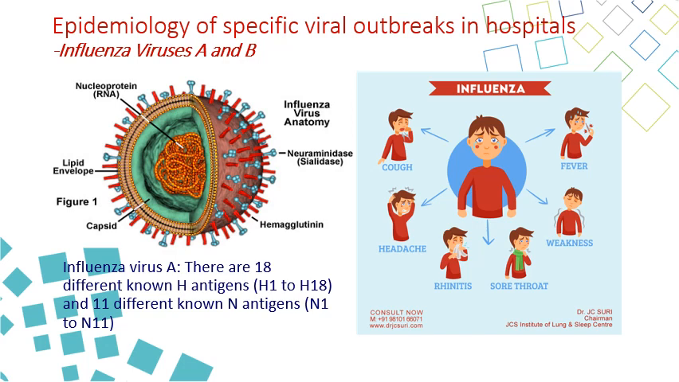The next virus is the influenza virus, and we know that there is influenza A and influenza B that can affect humans. Influenza A has two types of antigens: hemagglutinin, or H antigen, and neuraminidase, or N antigen. And influenza A has several types, 18 different types of H antigen and 11 different types of N antigen. So any combination between H and N will give you a new strain or new variant of influenza virus.